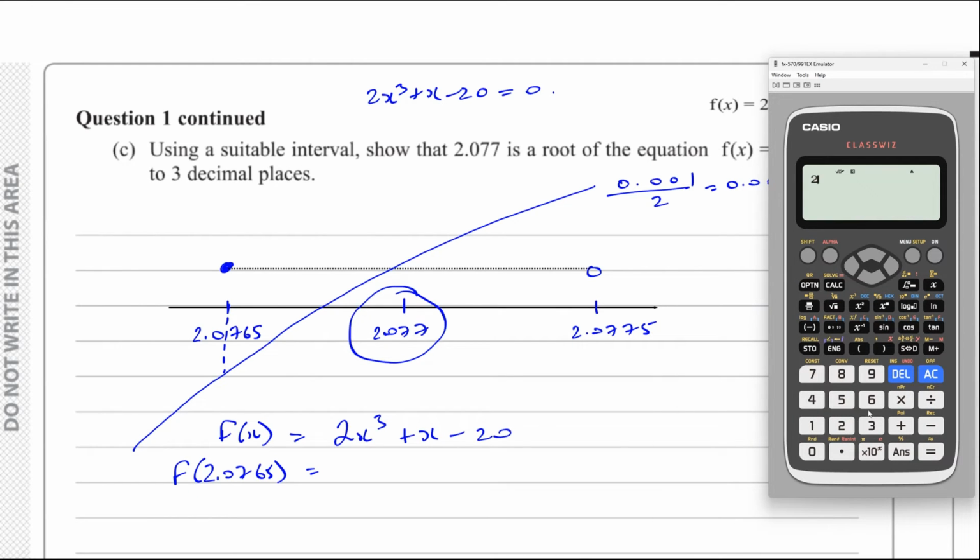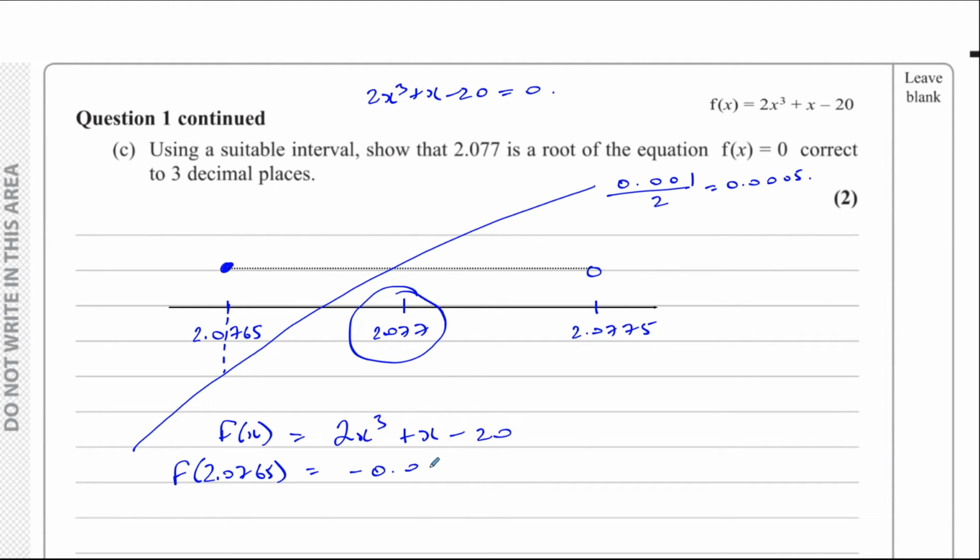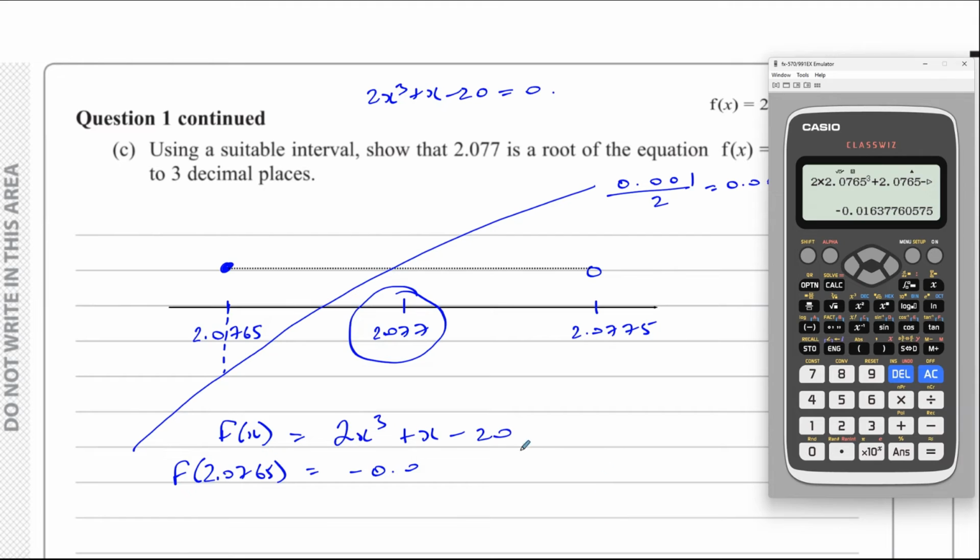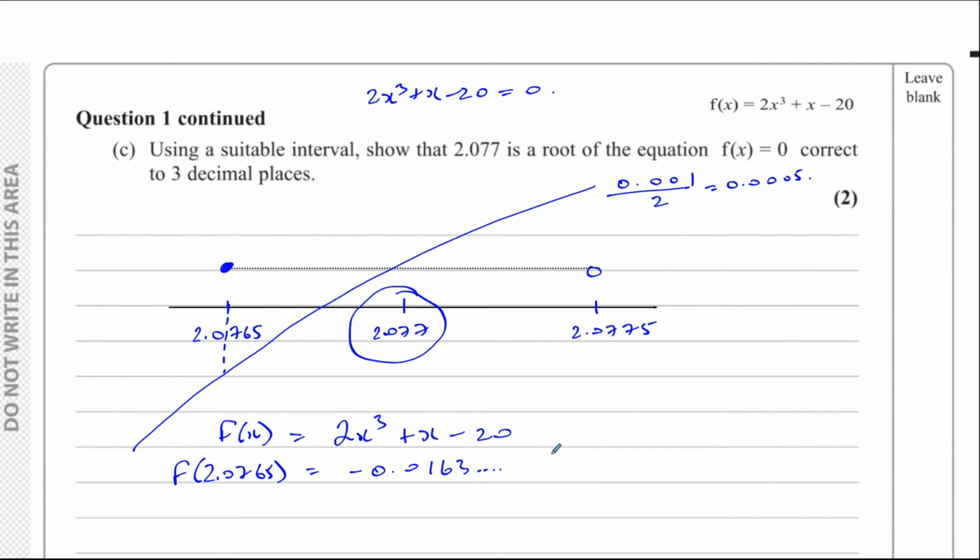So I'm going to put 2 times, and I'm going to take the lower bound, 2.0765, cubed, plus 2.0765, and minus 20. That gives us a negative value, right? So that gives us negative 0.01637. Just round it, it just goes on like this.